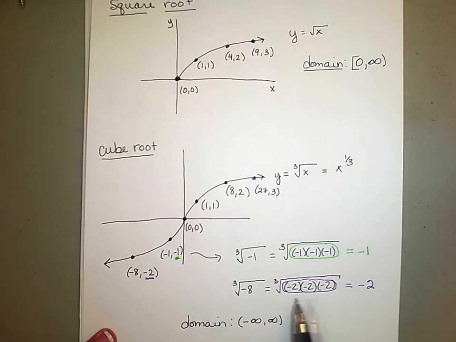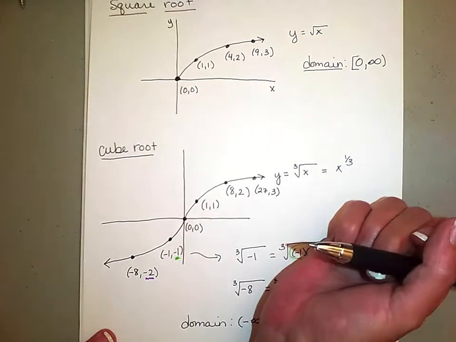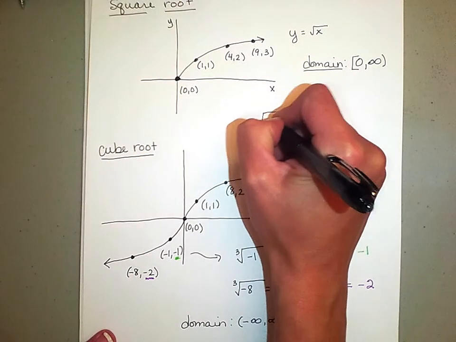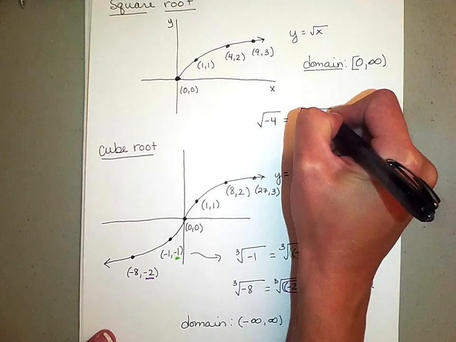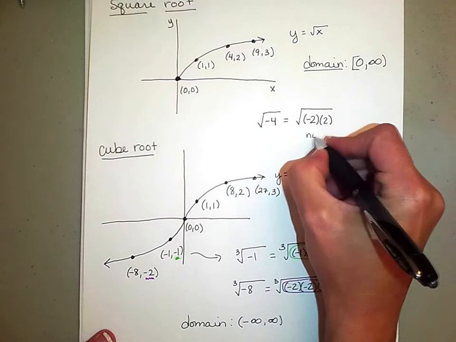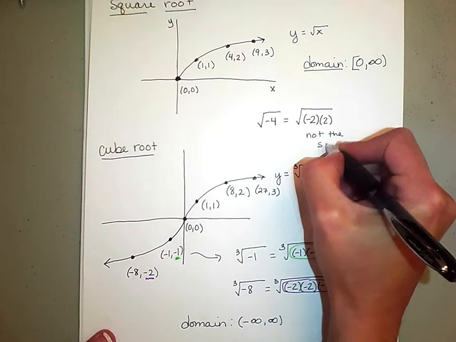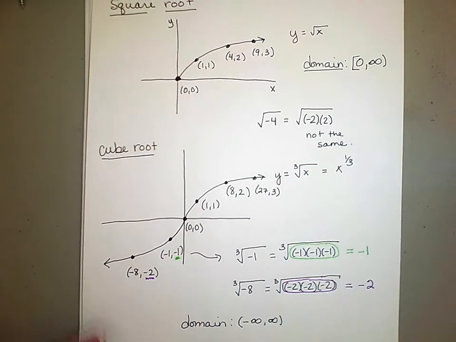And the difference of these two graphs comes down to the multiplication. Because negatives and negatives make positives, and positives and negatives make negatives, it is possible with cube roots to get a domain of all real numbers, but with the square root we cannot. For example, we can't take the square root of negative 4, because if I was to write this out, I would need a negative 2 and a positive 2, and these are not the same number. Okay, so there is no grouping. And that is one of the reasons for the domain restriction.